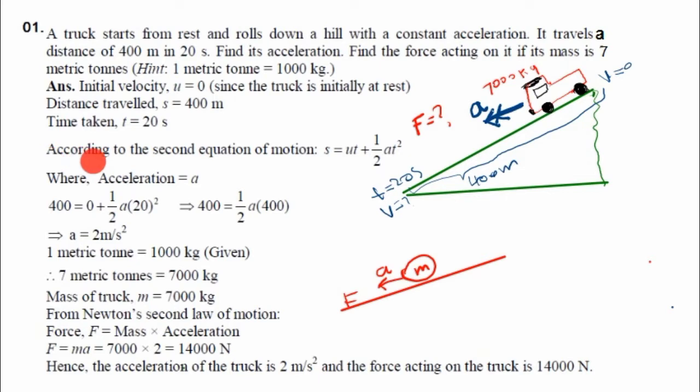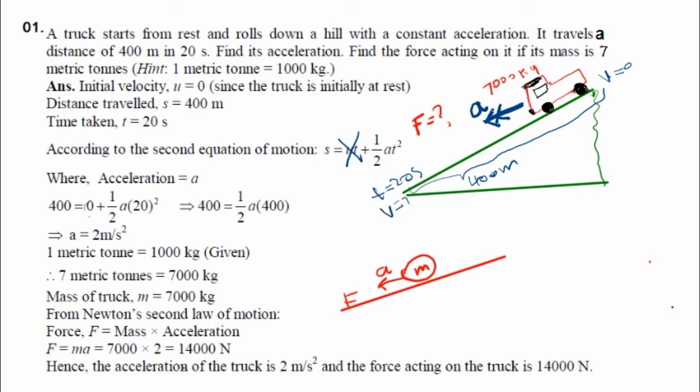Now the distance is 400 meters, and since u equals 0, I can cut off the complete ut term out of the equation. Then the equation becomes s equals half a t squared only. The distance is 400 meters, and now I'm going to apply it into half a t squared. So now the result is going to be 400 and 400 cut off. The acceleration is 2 m/s squared.